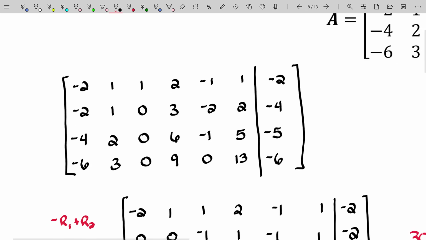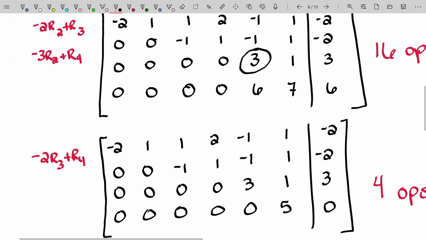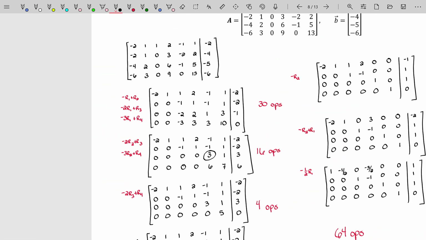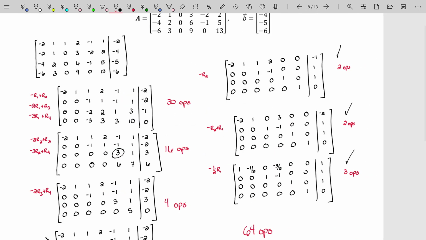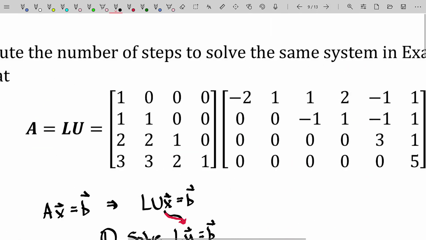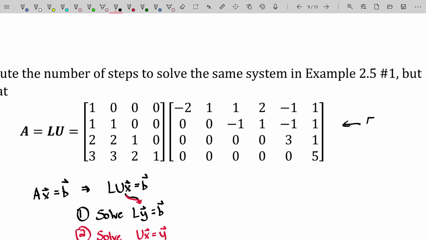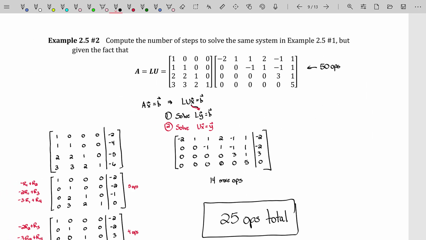The forward phase is just taking our original matrix and getting it down to this point right here. And that is costly. Don't get me wrong, that is very costly. It cost us 30 plus 16 plus 4, which is 50 operations. So I'm telling you that to get this factorization already, just like this, would cost around 50 ops. And then we just tacked onto it another 25. So you say, aha, 75 operations altogether versus the 64 you had before.